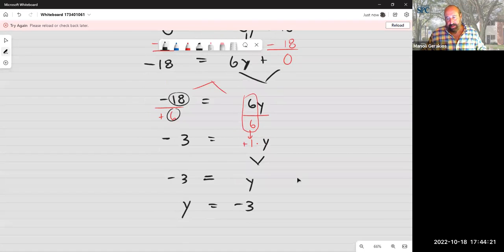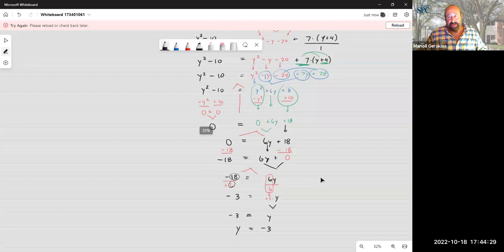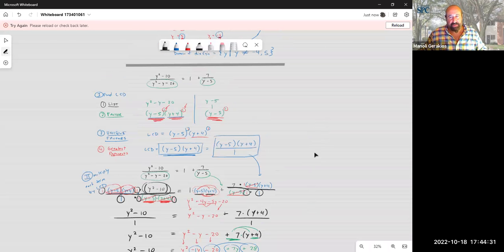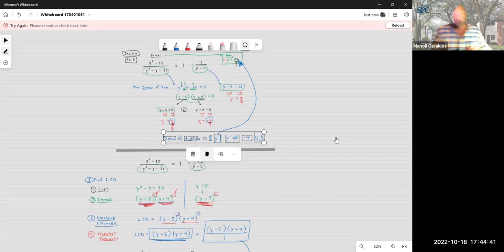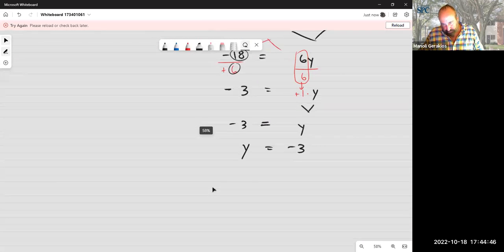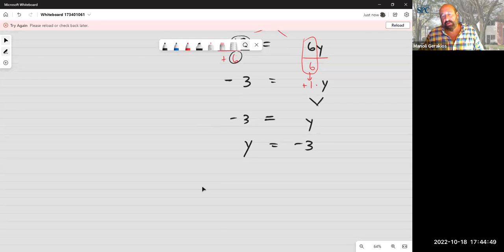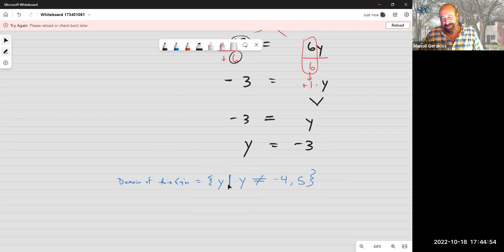Okay, y equals -3. Time to check our domain. Is -3 even allowed? Or does -3 cause denominators to become 0 in the original equation? I don't know. Let's grab the domain, copy it, and take it down to the bottom where we are. I can't remember what was in the domain. Why should I? It's written down up there, right?